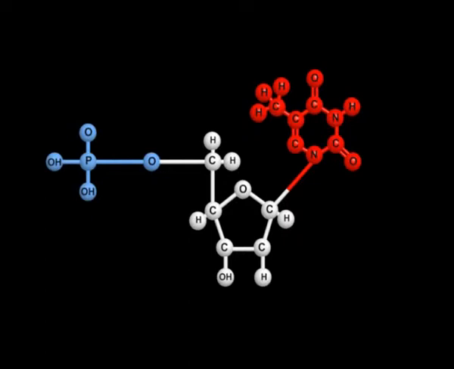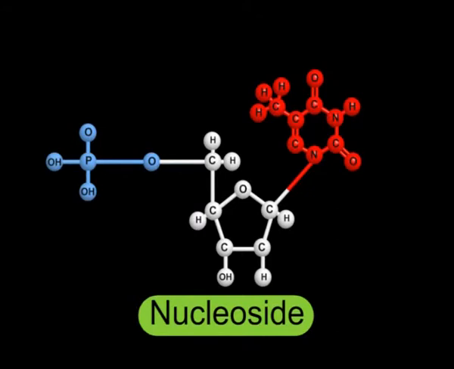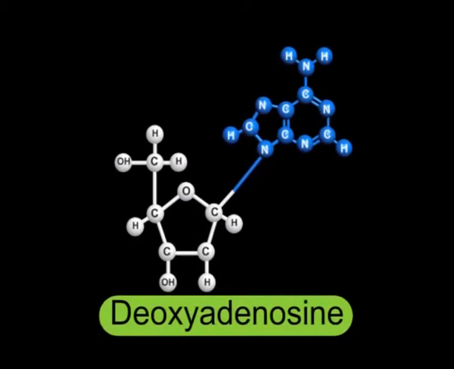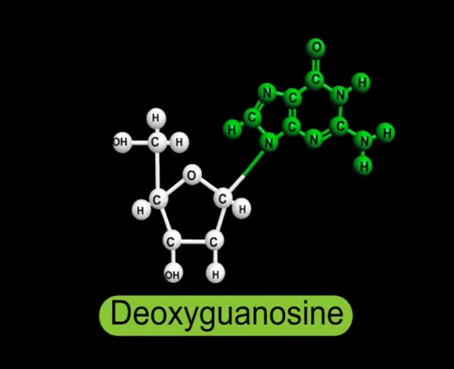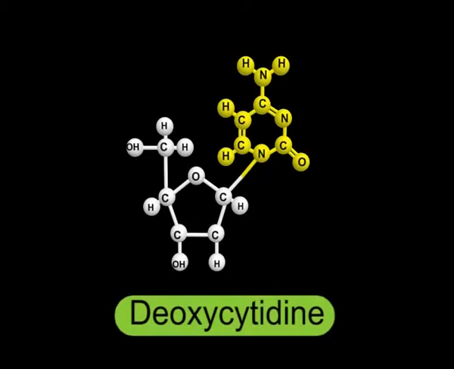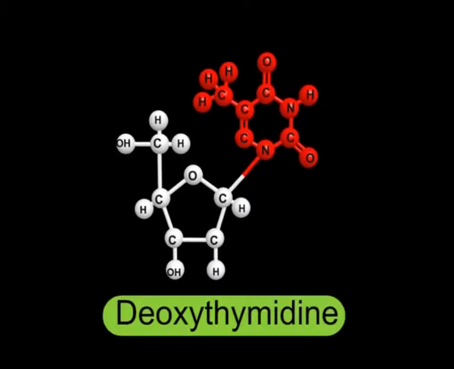The pentose sugar, along with the base, is called nucleoside. The four types of nucleosides in DNA are named as deoxyadenosine, deoxyguanosine, deoxycytidine, and deoxythymidine.